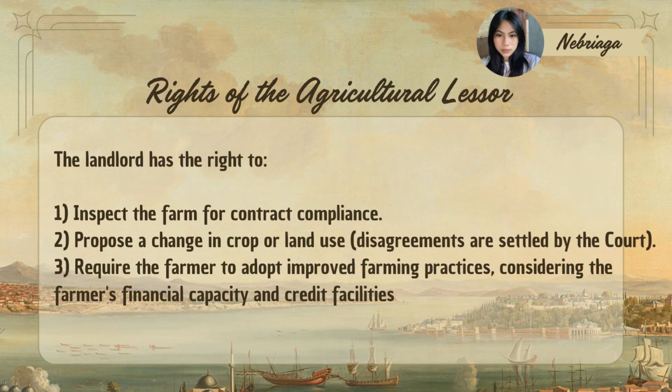So, rights of the agricultural lessor, the landlord. The landlord has the right to check if the farmer is following the agreement, to recommend better farming practices, and to suggest changes in crops that the farmer can afford. For example, dito, for instance, the landlord may visit the farm to see if it's well maintained and suggest planting vegetables instead of rice if it would be more profitable.